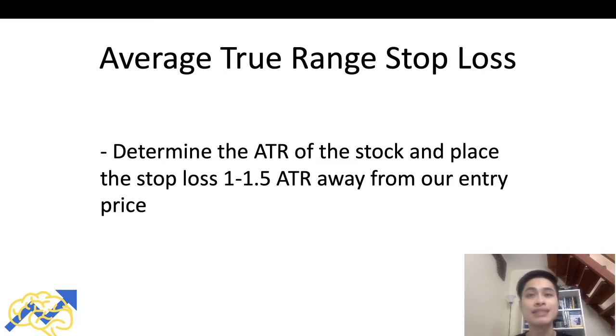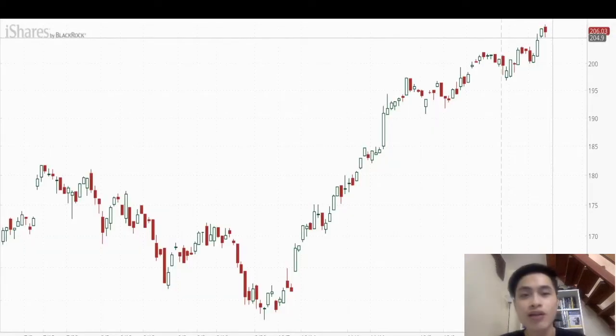After we have determined the ATR of the stock, we now want to place our stop loss anywhere from 1 to 1.5 ATR away from our entry price. And that is how we can set our average true range stop loss. So let's see some examples of how we can use the average true range stop loss. So let's take a look at how we can set our average true range stop loss for this particular stock.